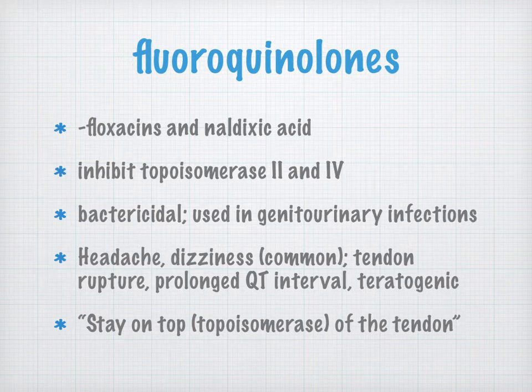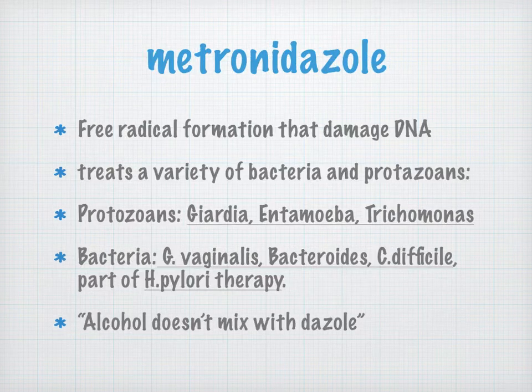Fluoroquinolones, basically, they inhibit topoisomerase 2 and 4, and the names of these drugs end in floxacins, except for nalidixic acid, which is technically a quinolone. They're bactericidal, and they're used in genitourinary infections. Side effects include headache and dizziness, which are common, also tendon rupture, prolonged QT interval, and they're teratogenic. So something I've come up with to remember this is stay on top of the tendon, top meaning topoisomerase.